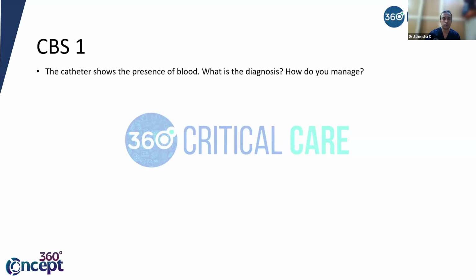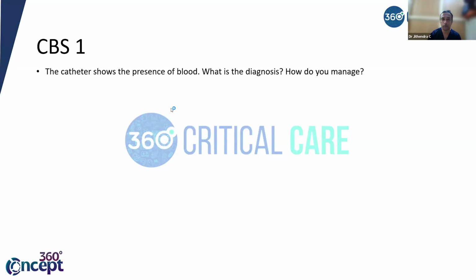So this is a patient who's on so and so, so and so. Later on, the main point will be the catheter shows presence of blood. So what is the diagnosis? How do you manage? I'll see if somebody's answered. So suddenly you see that the IABP balloon shows some blood. Yes, many of you have said it right. So it is rupture of the balloon. So that is what you see. So the answer is correct.